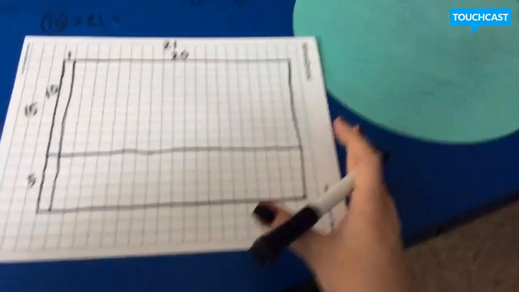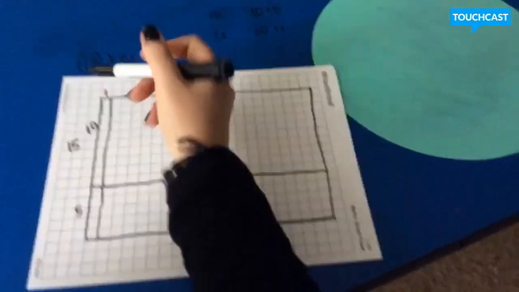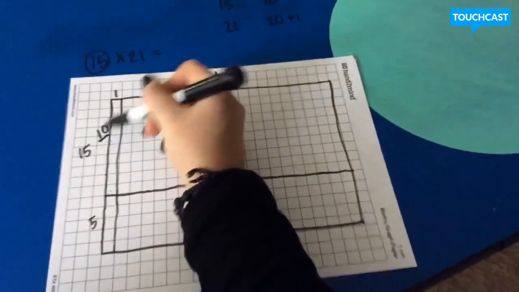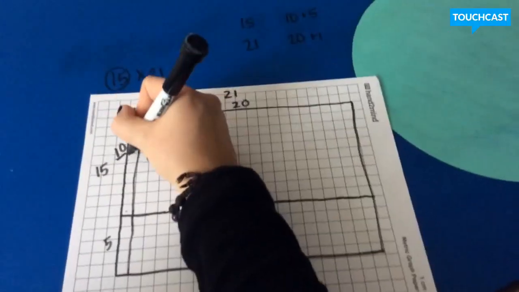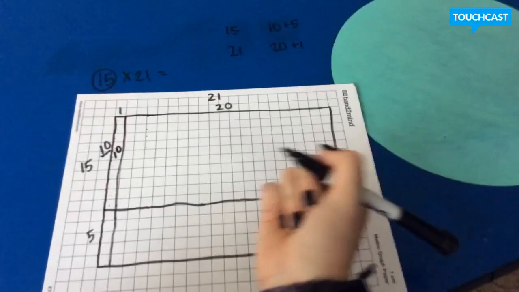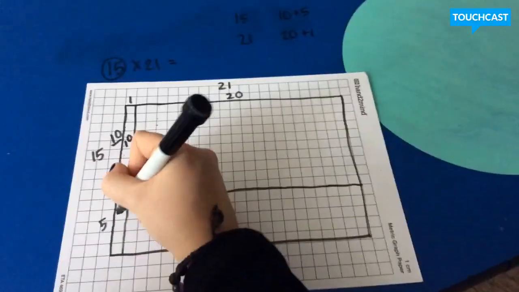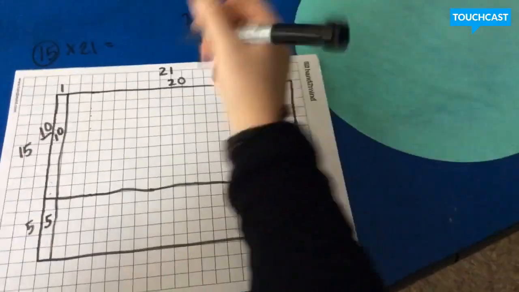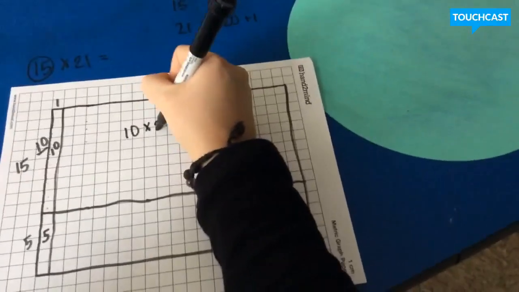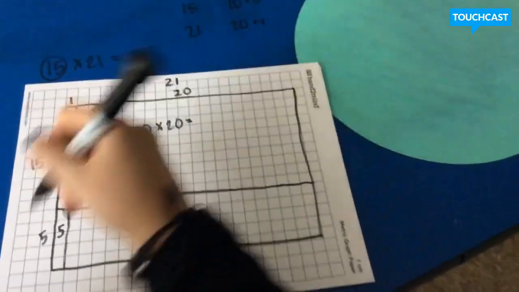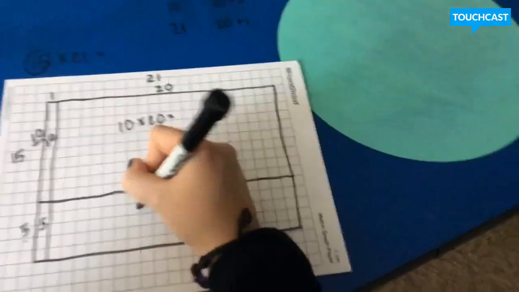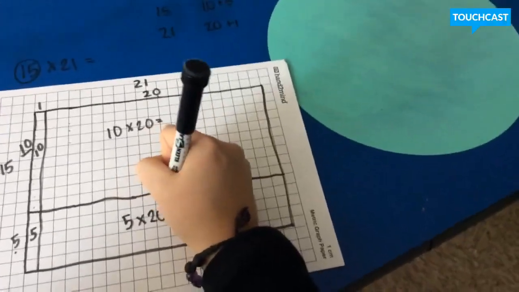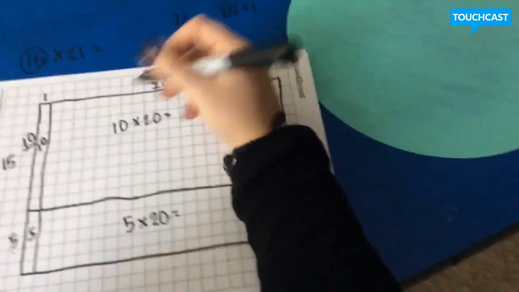Now what we have to do is we have to multiply each part. So 10 times 1, what we obviously know is 10. And 5 times 1, which is 5. Then I'm going to do 10 times 20. And 5 times 20. And find my partial products.